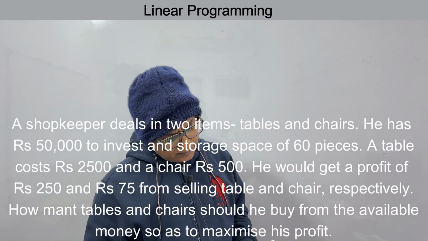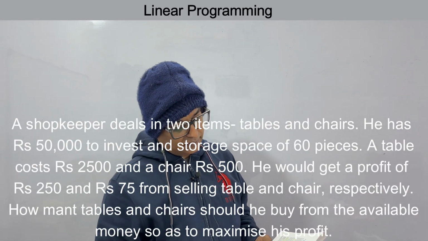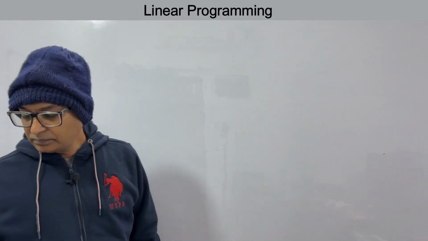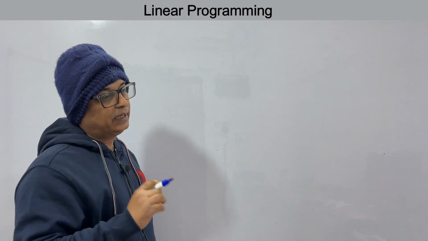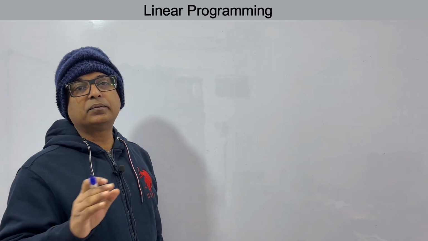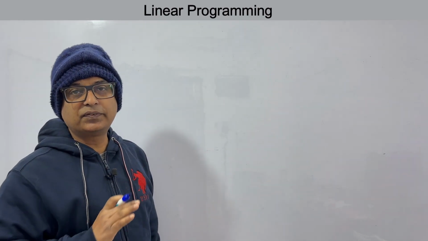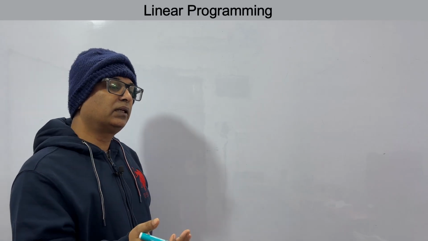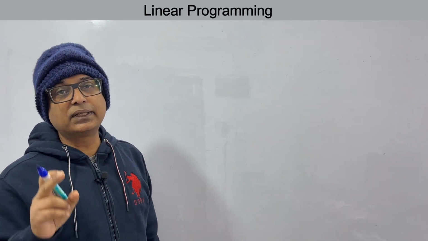He wants to know how many tables and chairs he should buy from the available money so as to maximize his total profit, assuming that he can sell all the items. Now, as you can see here, we have limited amount to invest. We have limited number of items that can be purchased and sold. The cost of each item is fixed and the estimated profit of each item is also more or less fixed here. The person wants to know what money should he put in these tables and chairs, that is how many tables and chairs he should purchase so that his profit is maximum.